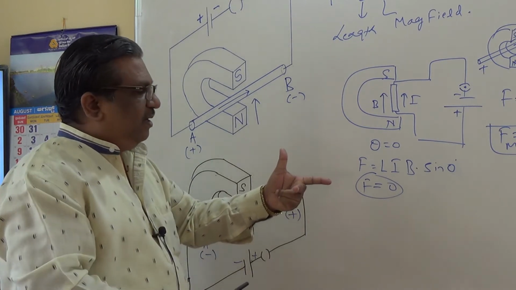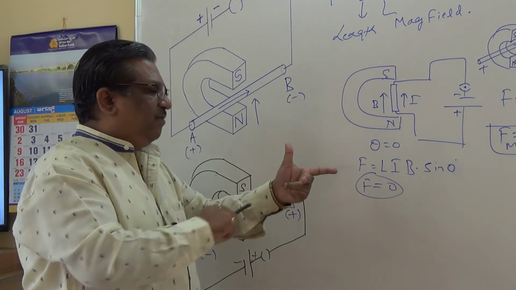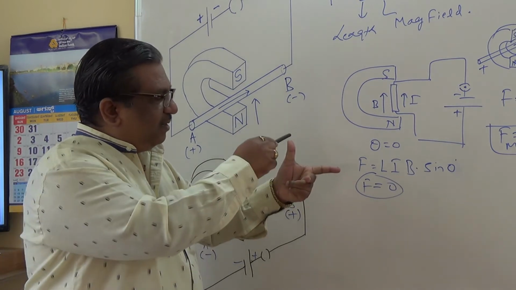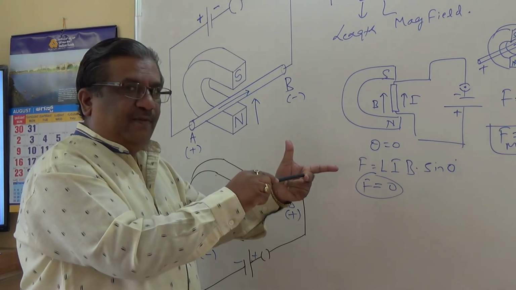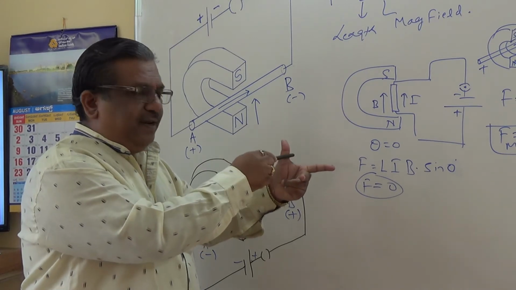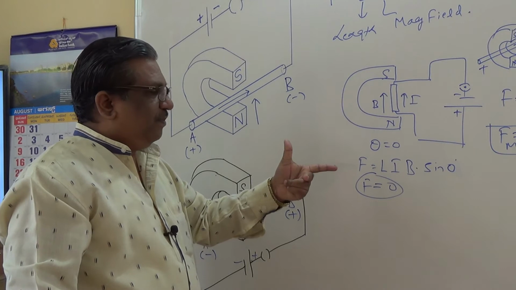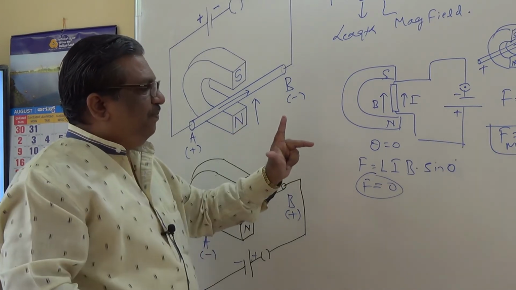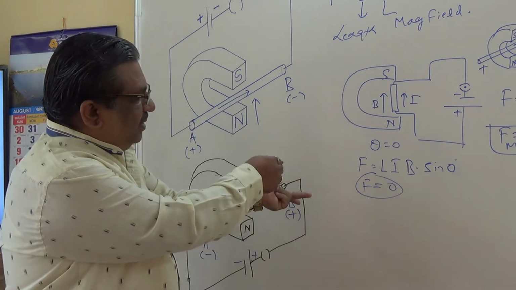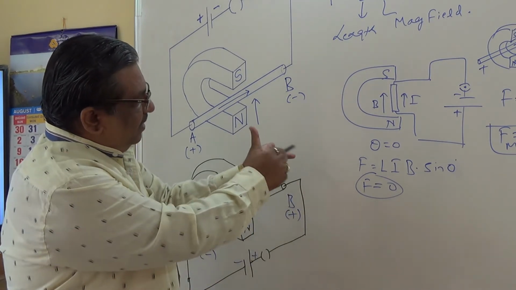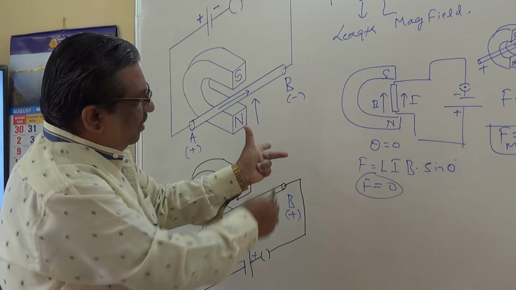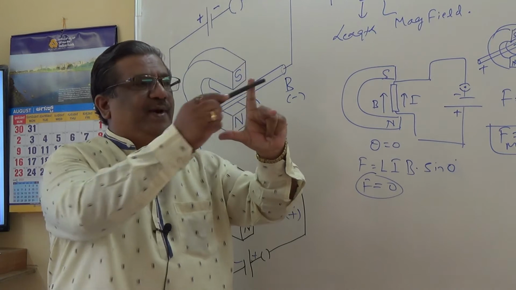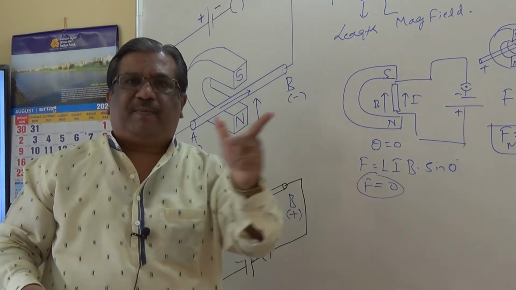So what is that one? If we stretch the first three fingers of our left hand mutually perpendicular to each other like this, thumb, forefinger and middle finger, this is 90 degree, this is 90 degree and this is 90 degree. So we have to stretch our first three fingers mutually perpendicular to each other.